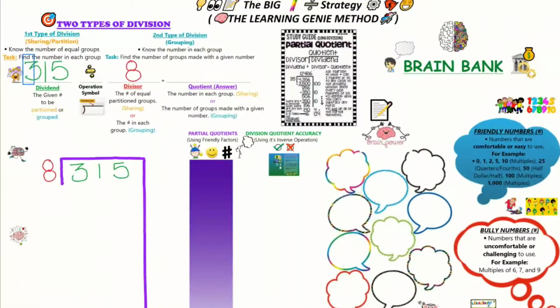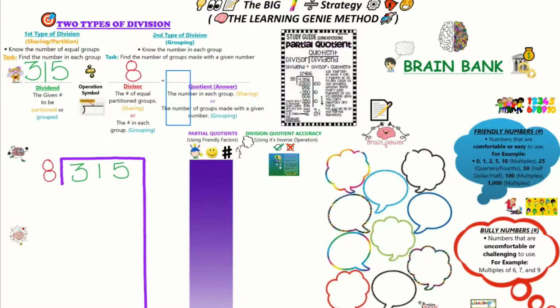Today, we will use the expression 315 divided by 8. 315 represents the dividend, which is the given number to be partitioned if it is a sharing problem, or the given number to be grouped if it is a grouping problem. 8 represents the divisor. It is the number of equal partition groups in a sharing problem, or the number in each group in a grouping problem.